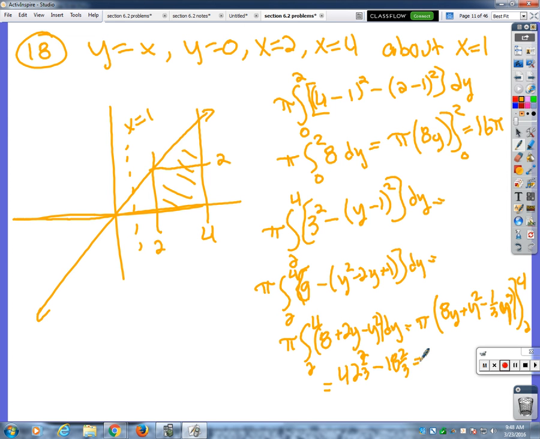So that's going to be what? We got 42 1/3 minus 18 2/3, which is 23 2/3. Oh, you're adding them all together. You're really close, but you're not right. It's 76 pi over 3, which is technically 25 1/3.